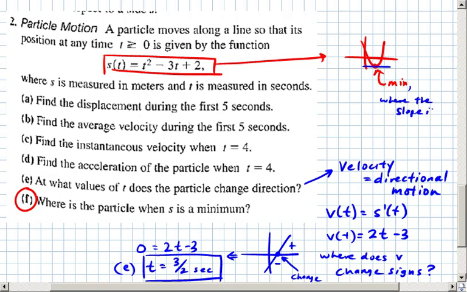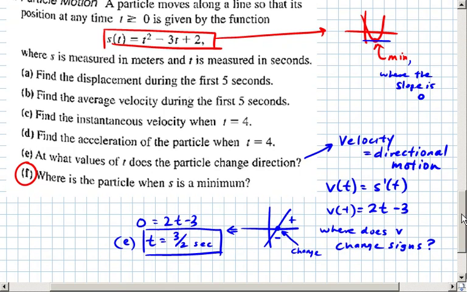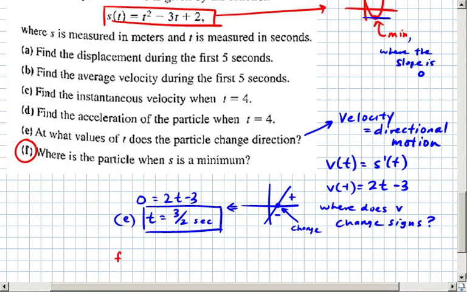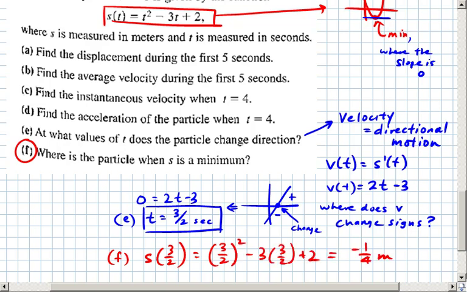And we've already answered where the slope is 0 on question E. So it's just a question of figuring out then, for F, what s of 3/2 is equal to. So you put in 3/2 into the function that's given, and you end up with -1/4 of a meter.